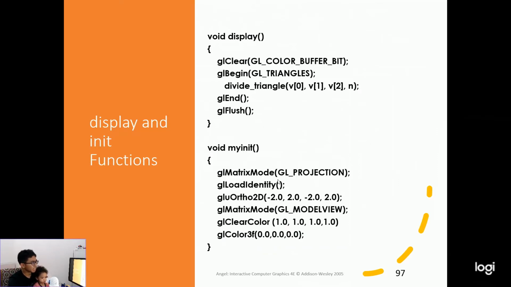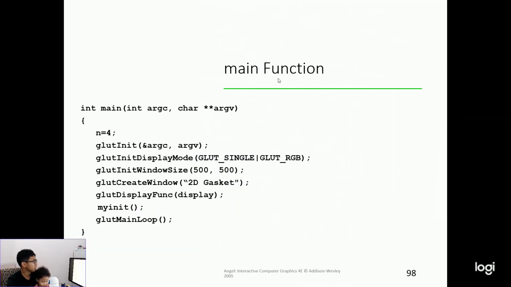And then this is the display function. So glClear, then begin the triangles to divide the triangle. Call the divide triangle function. And then this is my init function. This is where our display is going through. This one is the main function. Why is n equal to 4? Because you're going to make it recursive up to 4 times.